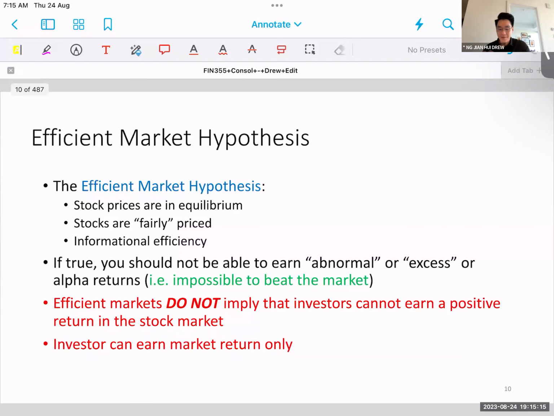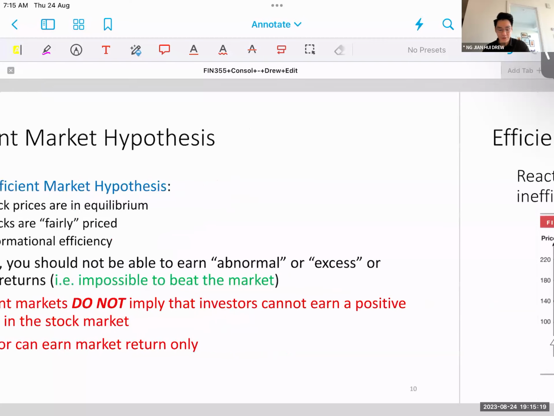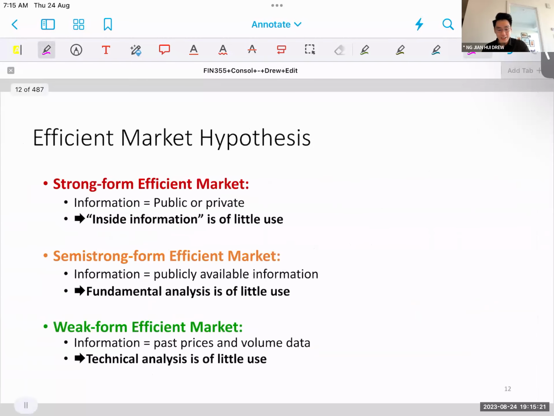So the efficient market, there are actually three types. I'm just going to show you quickly first. There are three types of efficient market: strong form, semi-strong form, and weak form. We'll cover them briefly. Again, you don't need to memorize, like, what is a strong form, but you need to generally know the idea of it.